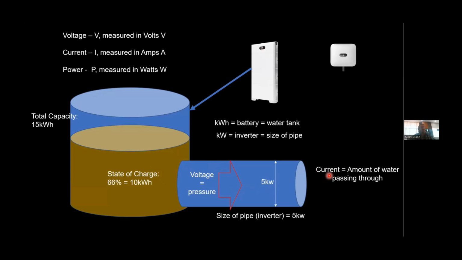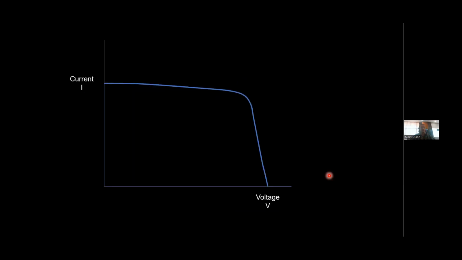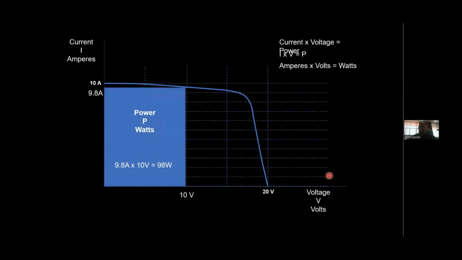Now, I want to take you to another visual, which will be the power curves. Because this is called a power curve. And we have the current on the vertical axis and the voltage on the horizontal axis. And the reason this is useful to know, and it helps you understand these concepts, is because when you multiply the current and the voltage, you get the power.